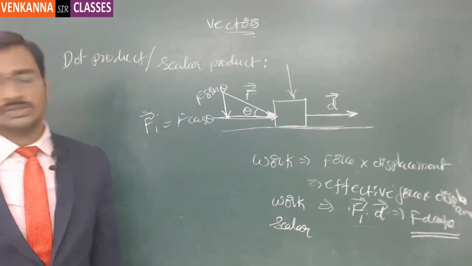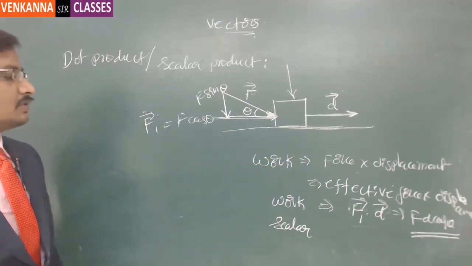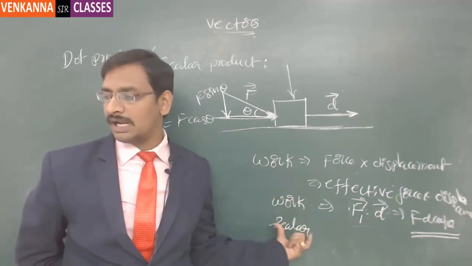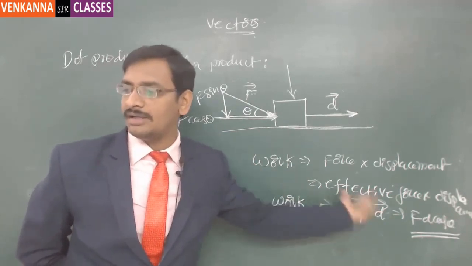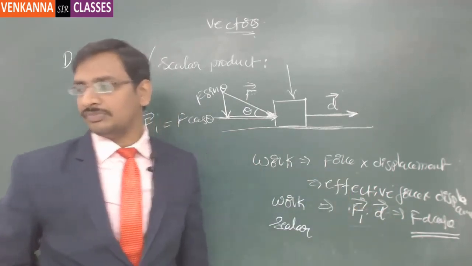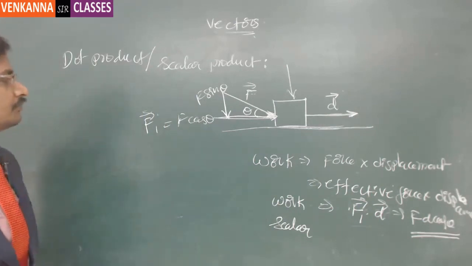Got it? Okay. So you can note down this dot product. Now actually, that's exactly the reason work is a scalar, though F is a vector and D, the displacement, is also a vector. You can note down this.